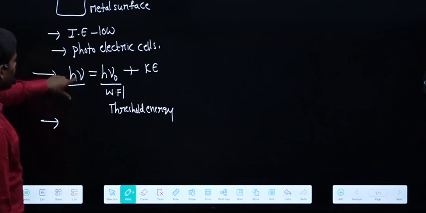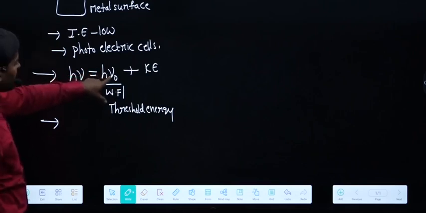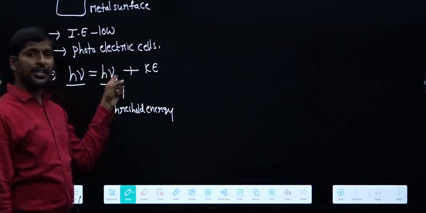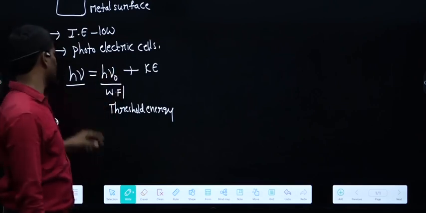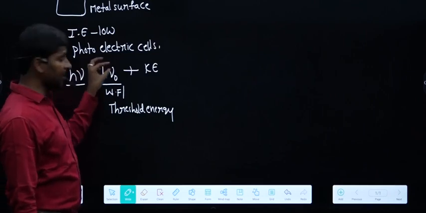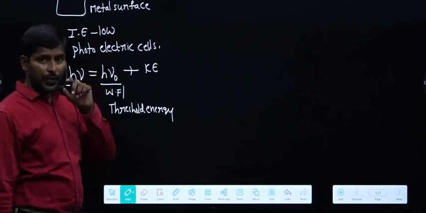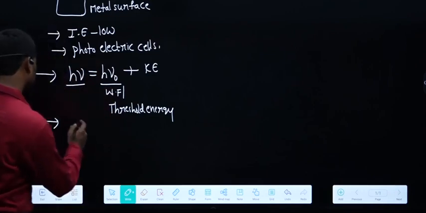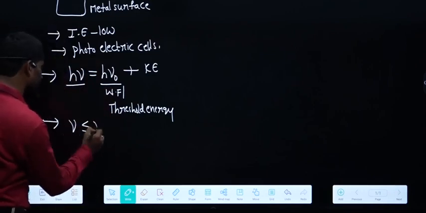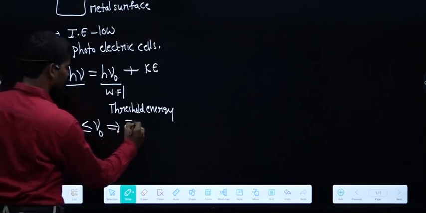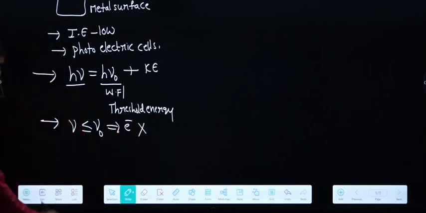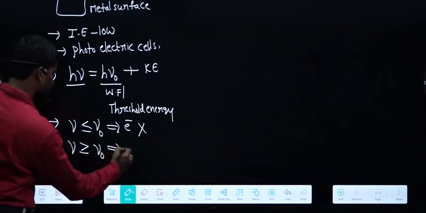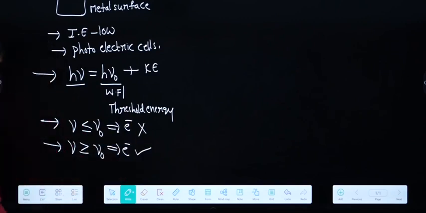Okay, here nu is the incident radiation frequency, nu naught is the threshold frequency. That is the minimum frequency required to eject the electron. h nu is called the incident radiation energy, h nu naught is called the threshold energy, that is the minimum energy required to eject the electron. For example, if nu is less than or equal to nu naught, then are electrons ejected or not ejected? Not ejected. If nu is greater than or equal to nu naught, then only electrons are ejected.